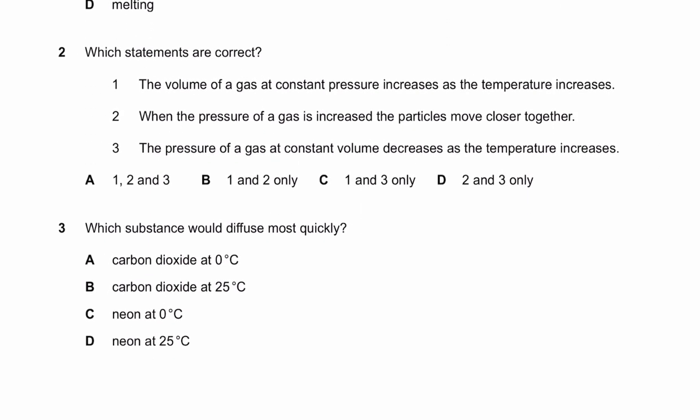Okay? Which statements are correct? The volume of a gas at constant pressure increases as the temperature increases. Obviously, if the temperature of gas particles is increased at a constant pressure, what would happen is that the volume would increase, because increasing the temperature will lead to the gas particles gaining kinetic energy, and then therefore they would move faster and further apart, and therefore the volume would increase.